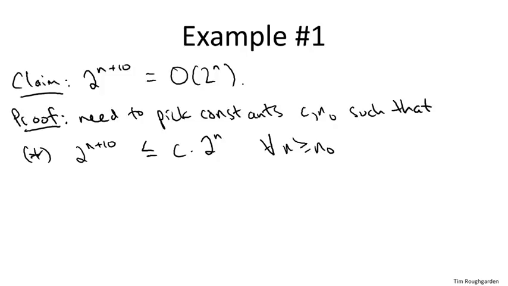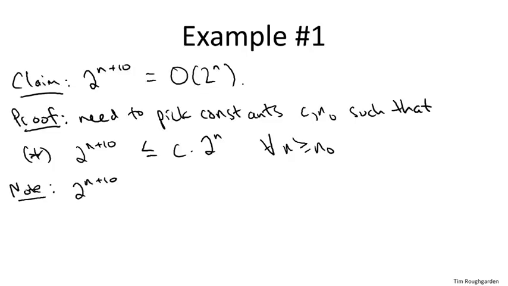Unlike the first basic example where I just pulled the 2 constants out of a hat, let's actually start the proof and see how you'd reverse engineer the suitable choice of these 2 constants. A proof would start with 2 to the n plus 10 on the left-hand side, and then there'd be a chain of inequalities terminating in c times 2 to the n. So let's go ahead and start such a proof.